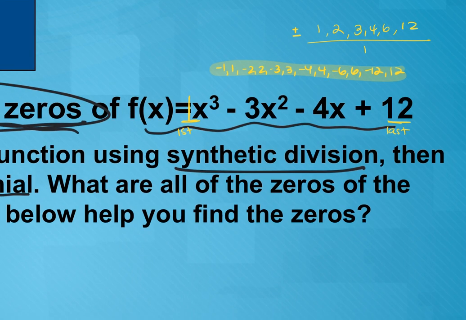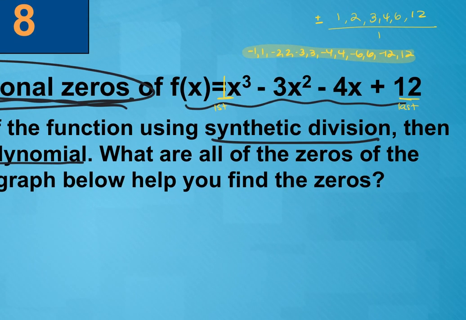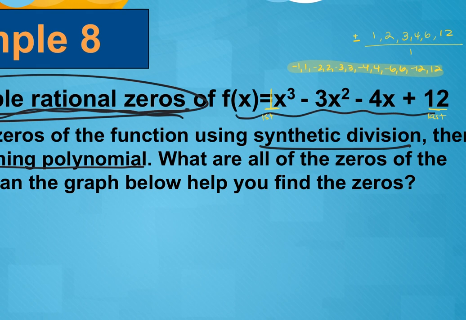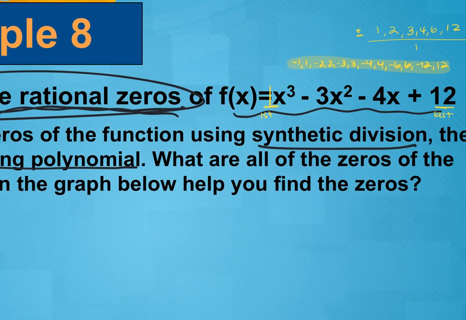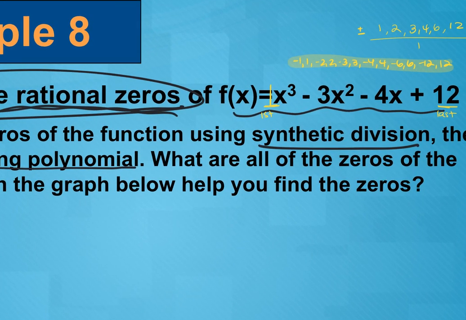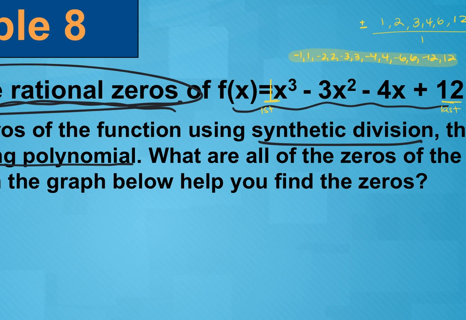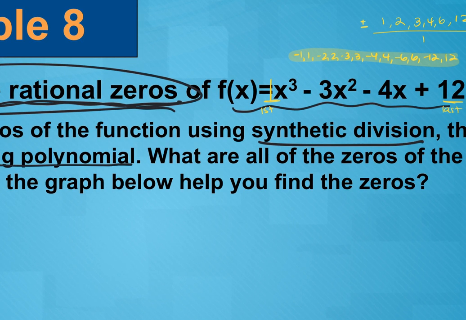All right, now we test them out. So let's pick. Let's start however we want to start. We could start with the positive ones. We could start with the negative ones. It doesn't matter in which order you do this. Pick a number from that range. 3? Okay. We're going to try 3.